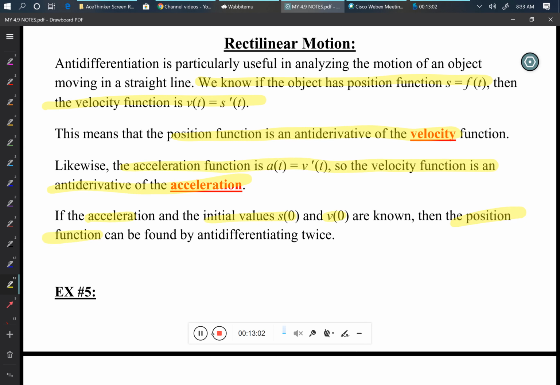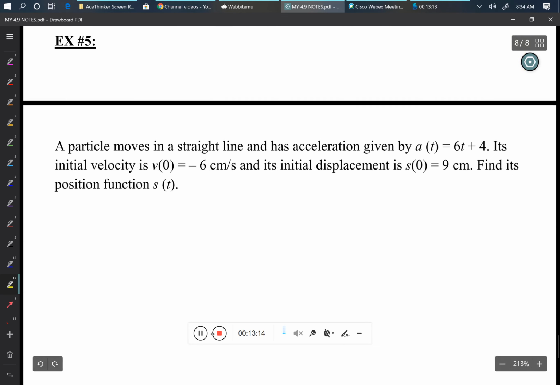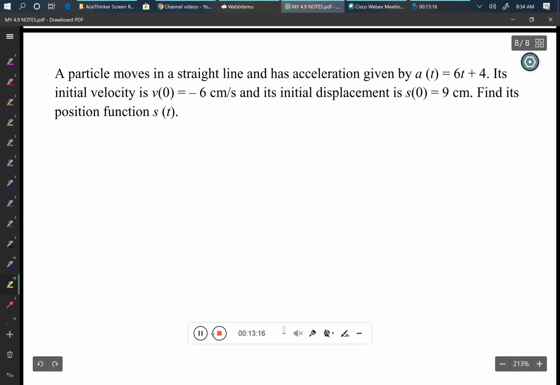So this is just what we just got done doing, taking an antiderivative and solving for the general solution, but with an application wrapped around it. So for example, a particle moves in a straight line with an acceleration given by the function a of t equals 6t plus 4. Its initial velocity, remember, whenever you see initial with something, that means the time is 0, was negative 6 centimeters per second, so moving left at 6 centimeters per second. And its initial position was s of 0 equals 9.